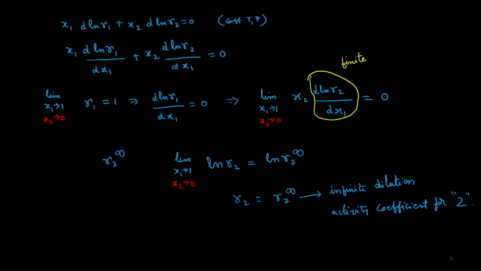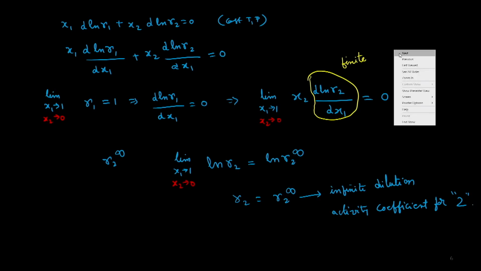So at the pure component limit, let's summarize what we just did. All we did was use the Gibbs-Duhem equation to obtain this. At the pure component limit, x1 going to 1, x2 going to 0, gamma 1 will be 1. And at the same limit, x1 going to 1, x2 going to 0, gamma 2 will be at infinite dilution condition, so its activity coefficient will be gamma 2 infinity.